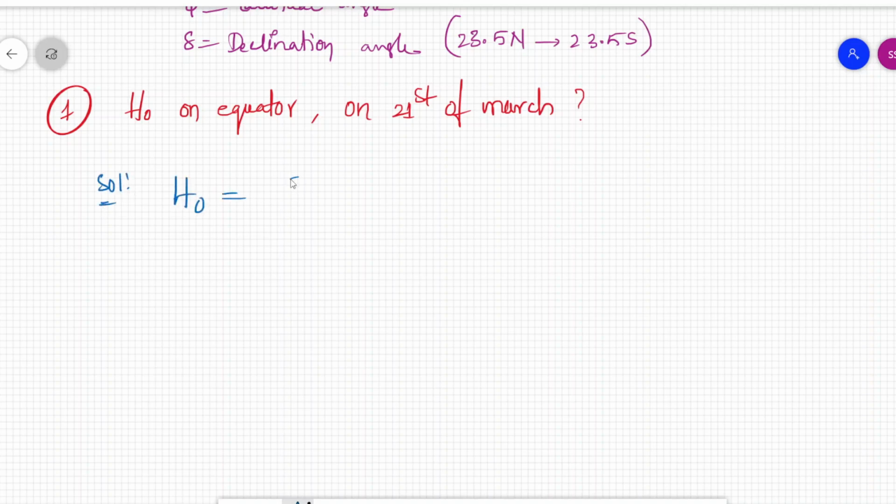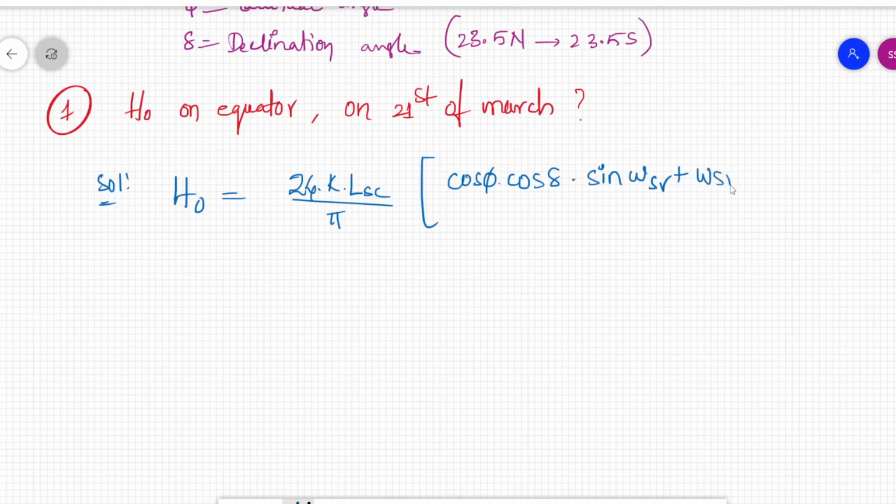That is given by 24 into K into LSC by pi into [cos pi cos delta into sin omega SR plus omega SR into sin pi into sin delta]. Right? So this is the expression for our incident solar energy in kilowatt hour per meter square per day. So these units should be the same.